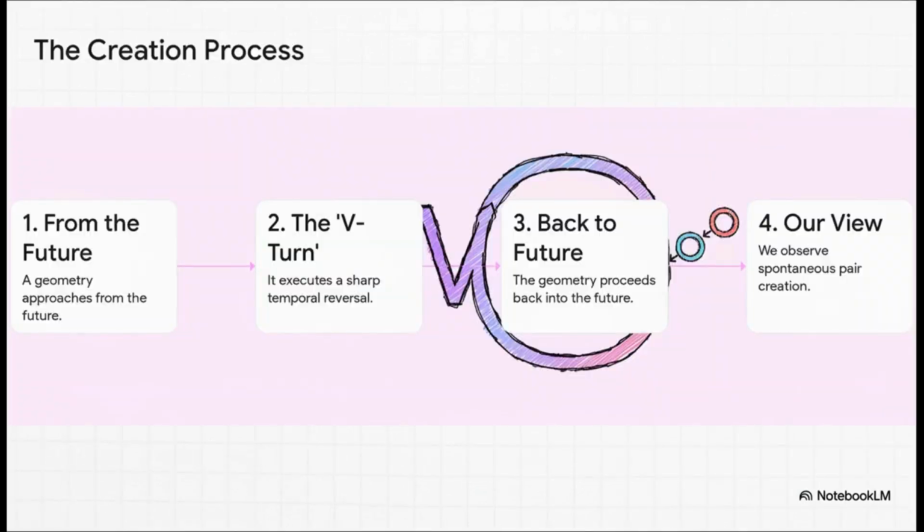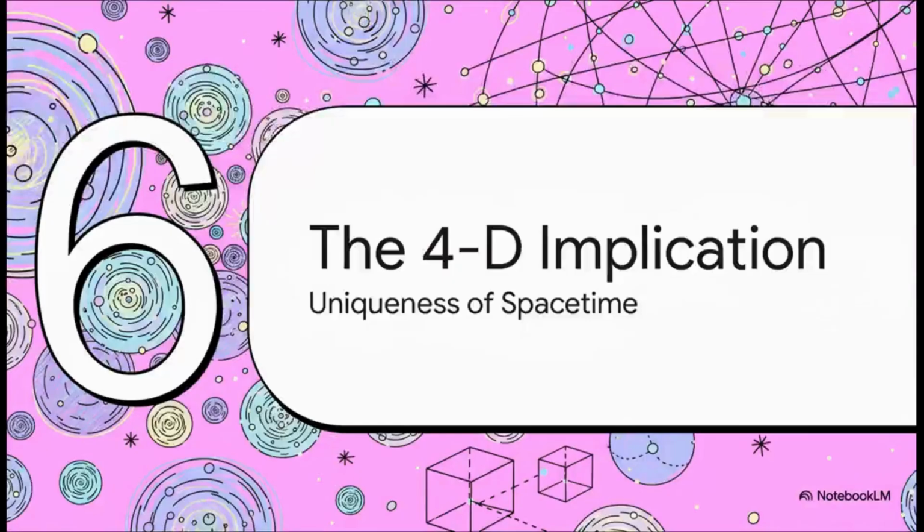So try to visualize this. A closed-loop geometry travels toward us from the future. At one specific moment, the entire structure executes a V-turn, reversing its direction in time and heading back into the future. Now, from our viewpoint, stuck on our forward-moving timeline, what do we see? We witness the seemingly spontaneous creation of two loops, a particle and its antiparticle, popping into existence right at that single point of reversal. This elegant solution to particle creation is more than just a clever theoretical trick.